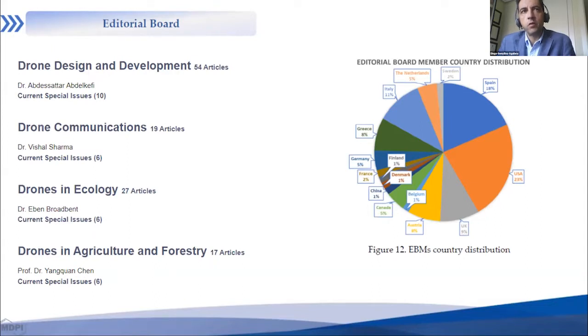So in this case, we created 4 sections focused on design and development, drone communication, drones in ecology, and last, drones in agriculture and forestry. So these 4 sections are allowing us to boost the journal, to get more papers, to get more special issues, and thus to get a higher impact factor.